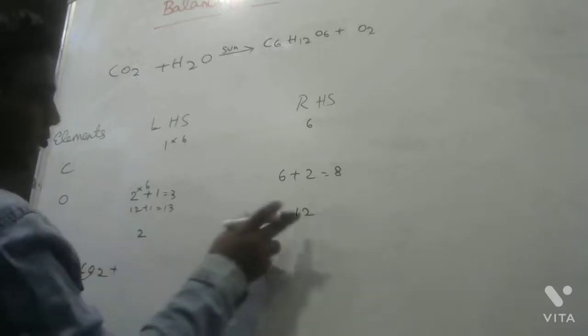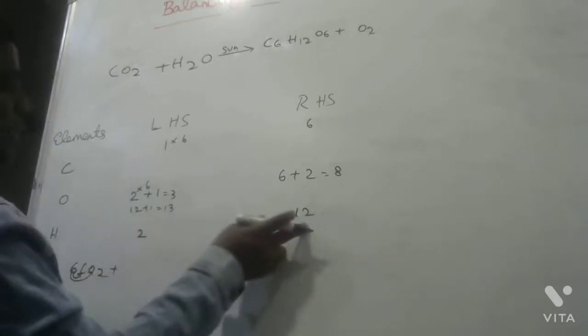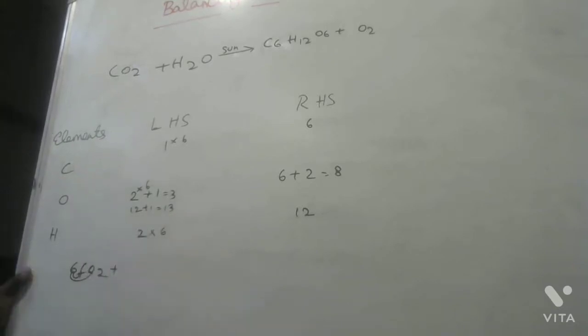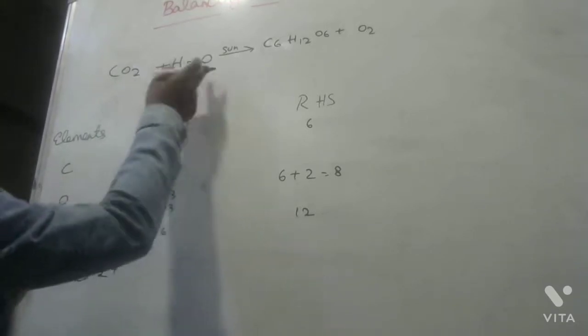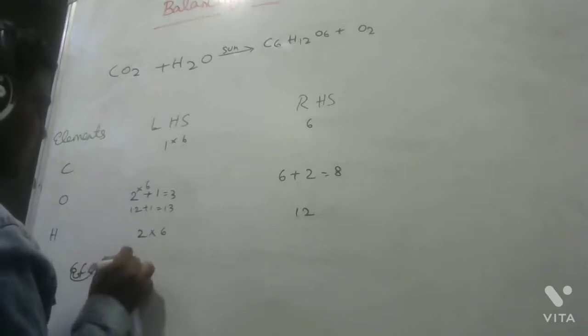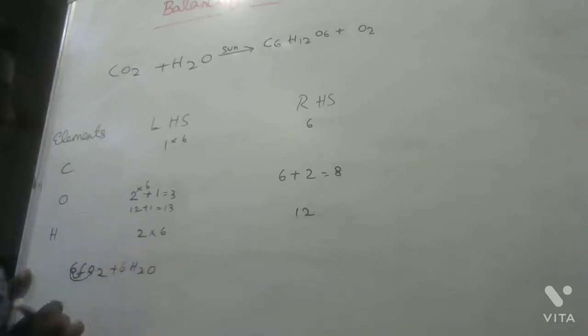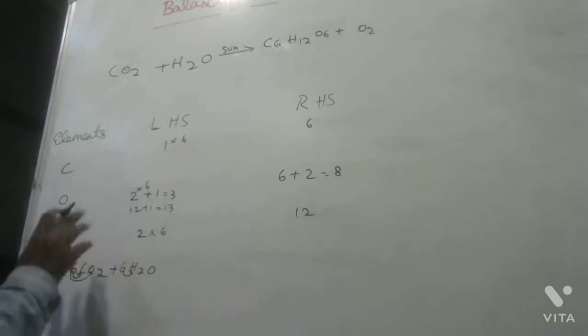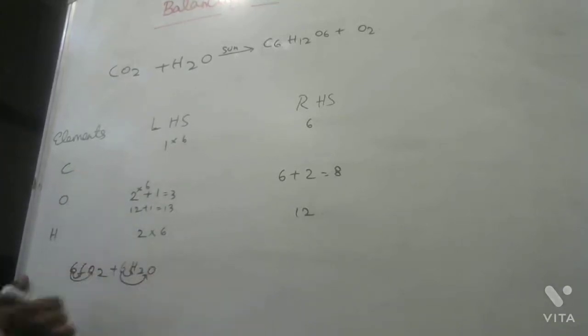Here it's 2 and here it's 12. So 2 into what gives 12? 2 sixes are 12. So here again this hydrogen H2O should be multiplied with 6. So 6 times H2O. Yes. So again this 6 is multiplied with H2, done, and then even with this oxygen.